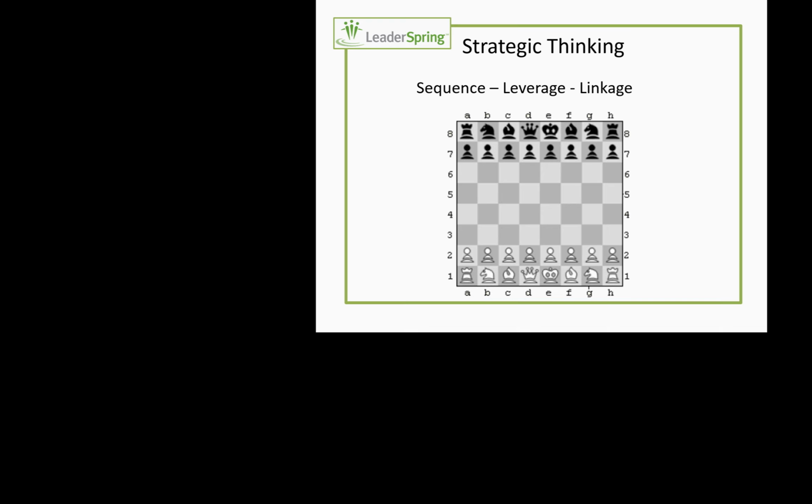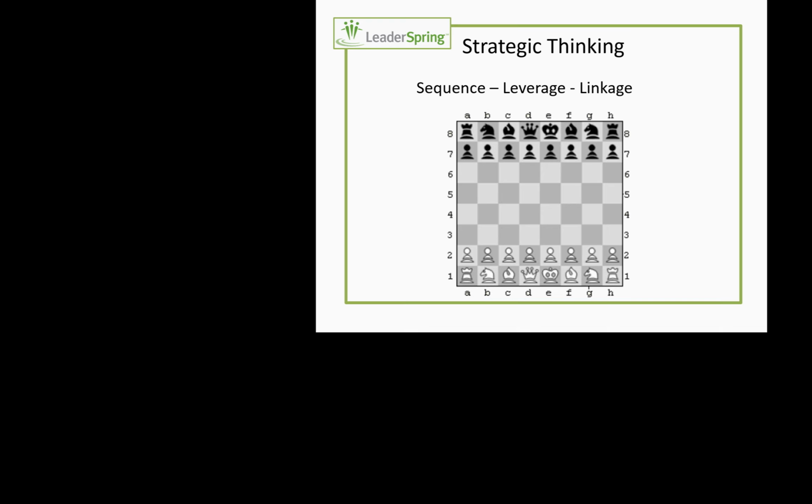But the other thing you need to think about is linkage. You don't always have to control the center of the board by being in the center of the board. You can control the center of the board from the sides or from the diagonals with the bishop. And knowing that what you do on the right side of the board could be connected to what you do on the left side of the board. So for him and me, it was strategic thinking that was lacking.